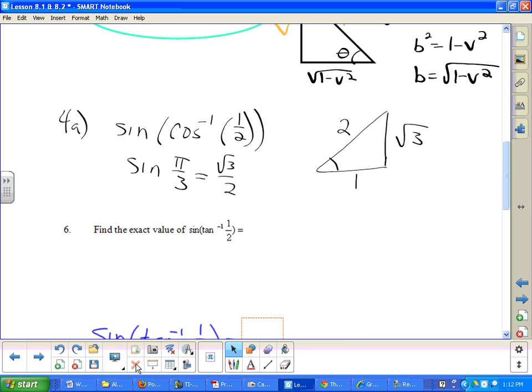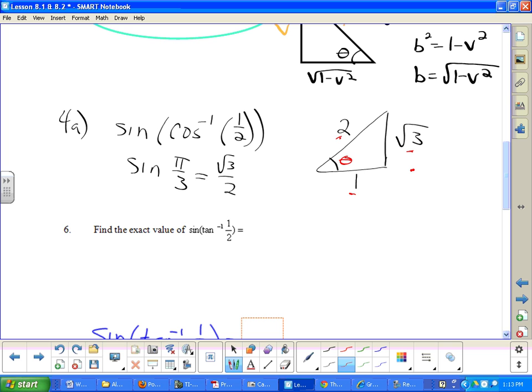So let's use a triangle to prove that. They tell us the inverse cosine of 1/2, so according to whatever angle I have, the adjacent side has to be 1 and the hypotenuse is 2. If we do the Pythagorean theorem with an adjacent side of 1 and a hypotenuse of 2, we'll find that the opposite side, the third side of the triangle, is square root of 3. Mathematically, it's correct.